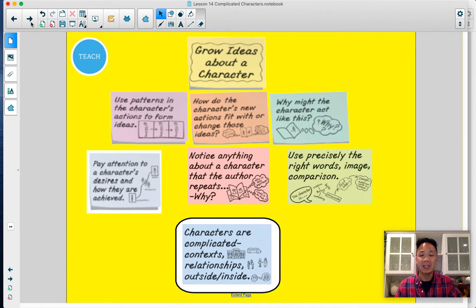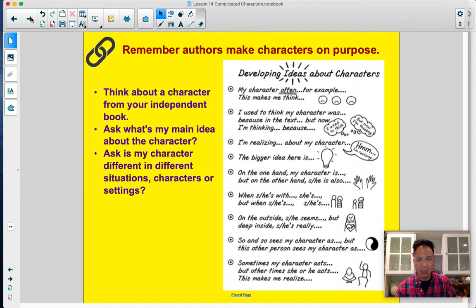So in this lesson, we've discovered that characters are complicated depending on the context that they're in, or who they are with, or sometimes even their outside compared to their inside, that they are different. And that's what we want you to look for in your reading.